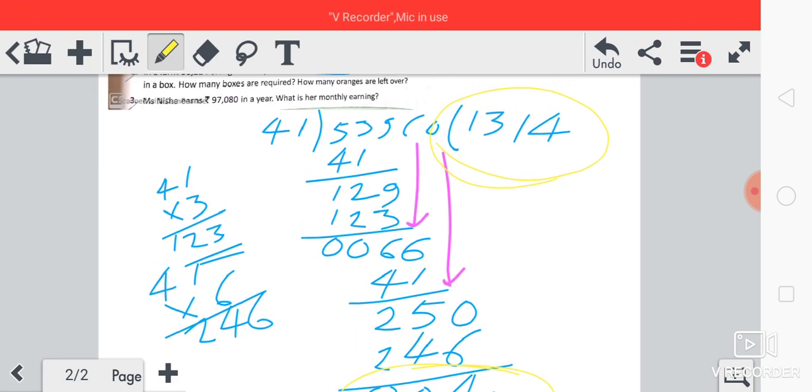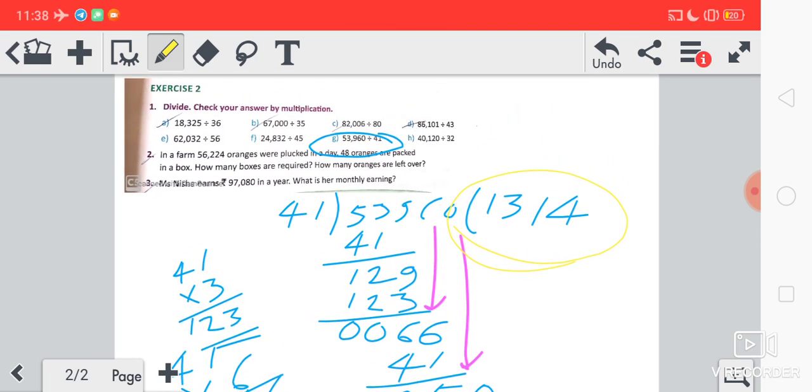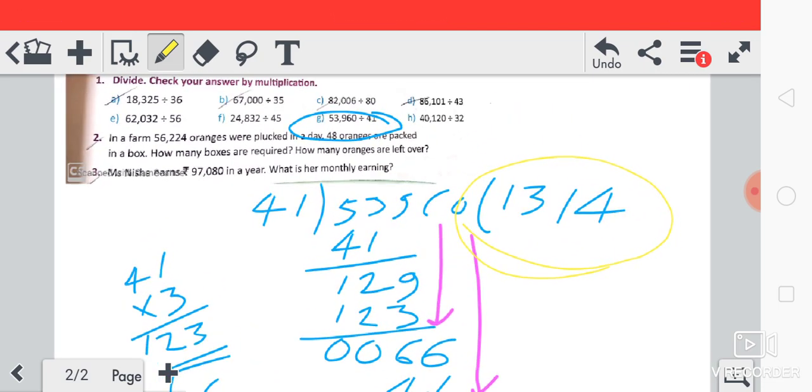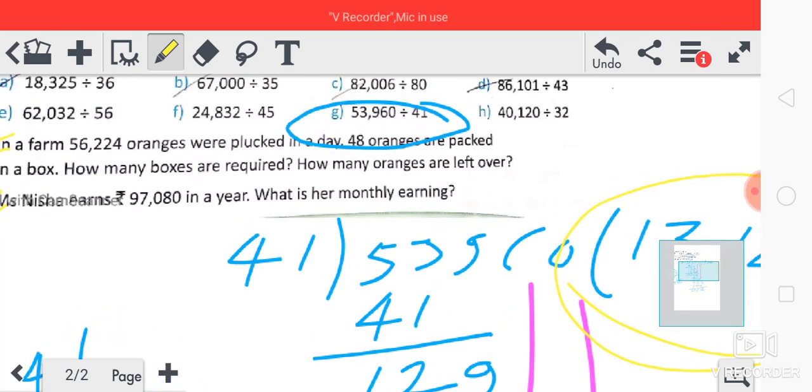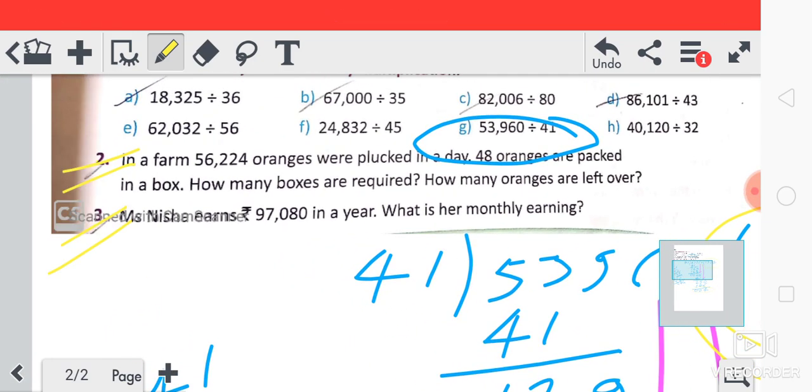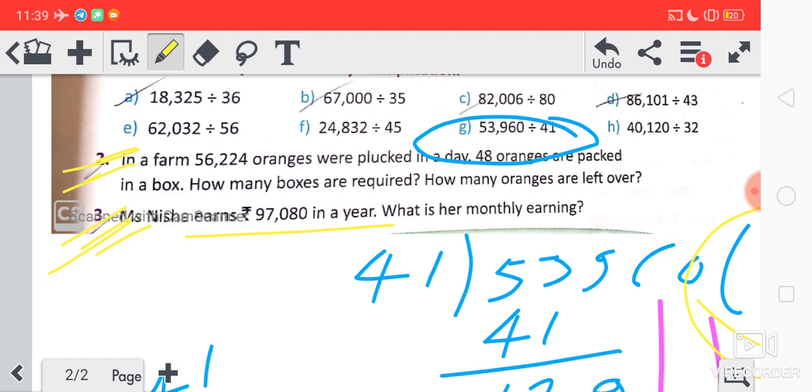Okay, so I hope this is clear to you how we have to divide. Okay, so the rest of the questions you will try on your own, and tomorrow we'll do question number 2 and 3. Got it? So see you tomorrow in the next class.